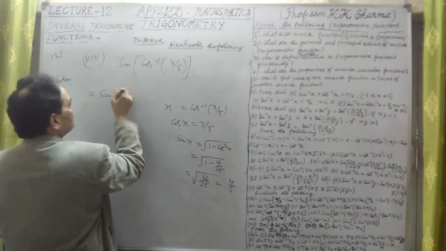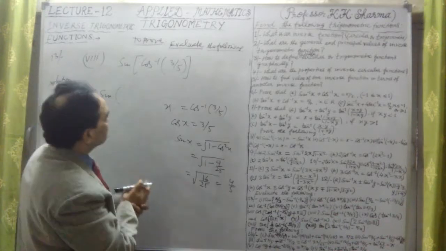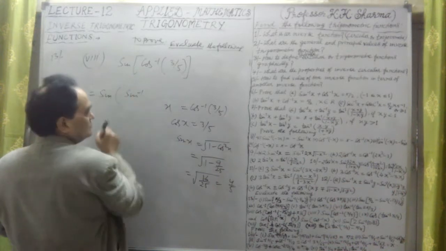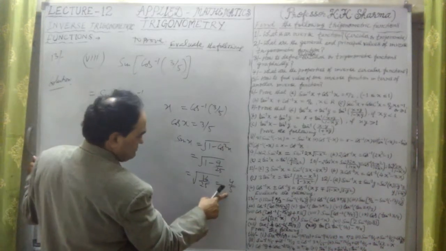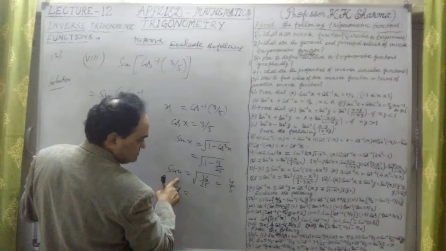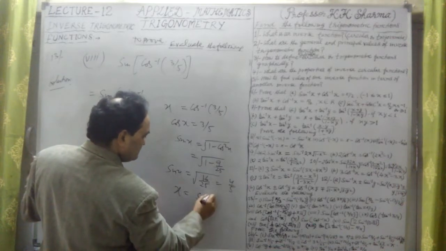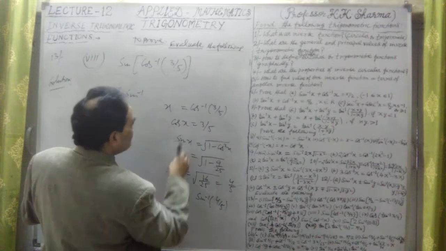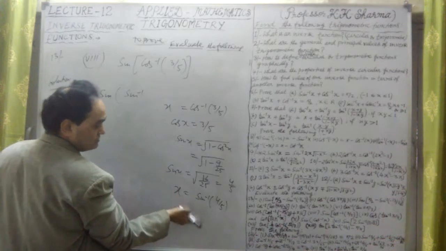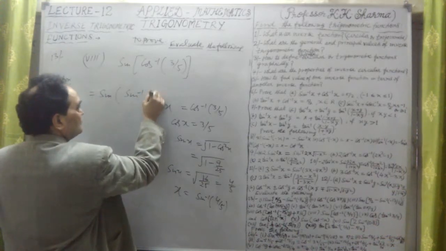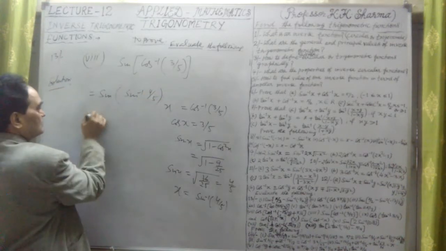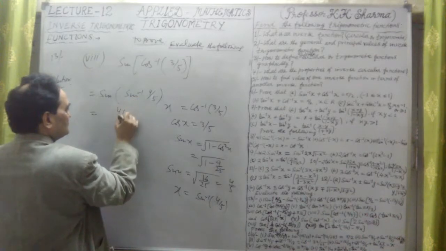So sine of cos inverse 3 by 5 can be written as sine inverse. So this 4 by 5, sin x equal to 4 by 5, therefore x equal to sin inverse 4 by 5, because this we have taken as x. If I convert this in terms of sine, it will be sin inverse 4 by 5, and sine of sin inverse 4 by 5 is just 4 by 5.